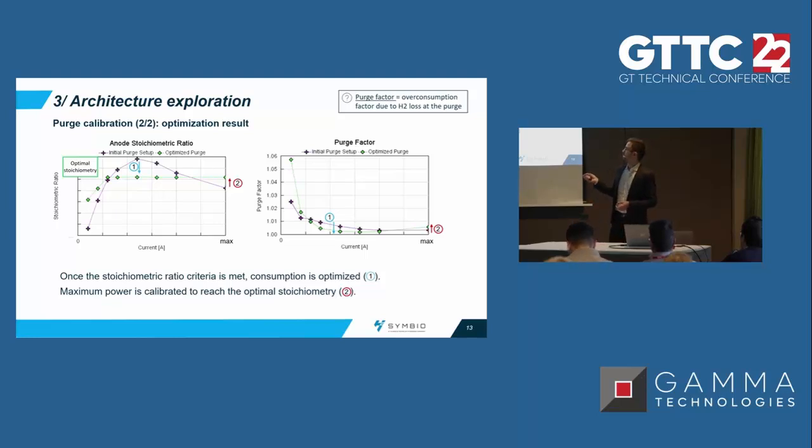Point number 2, we want to improve the stoichiometry at low and high power so that we can reach maximum power without any risk for the durability. But we've done that by raising the purge factor at low and high power. And we studied the impact on the vehicle consumption, and of course, this trade-off is studied to have as little impact as possible on the vehicle consumption.